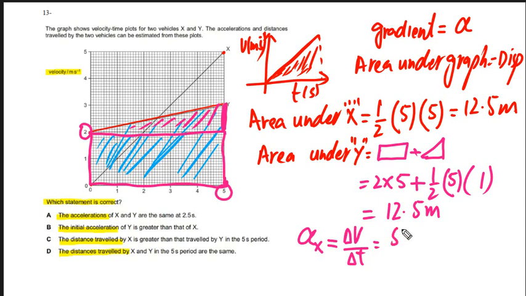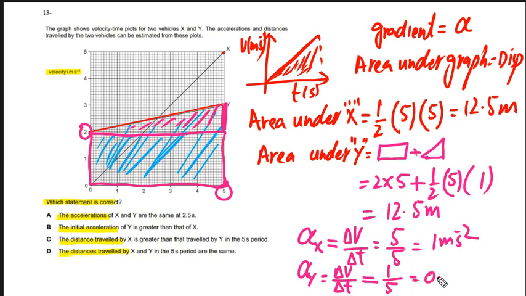So in this case, that is equal to 5 divided by 5, which is equal to 1 meter per second per second. We can also find the acceleration of body Y. Again, same formula: delta V by delta T. In this case, you can see the change in V is 1, so delta V is equal to 1, and the time taken is equal to 5. So the acceleration of body Y is equal to 0.2 meters per second per second.